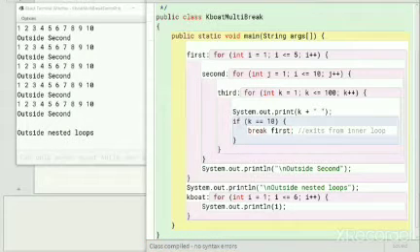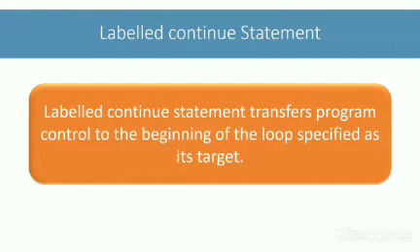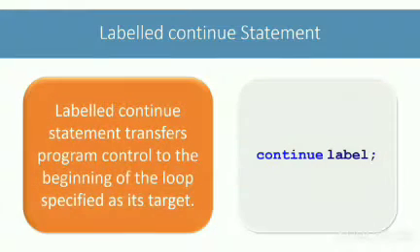So that completes our discussion of the break statement. Next we will look at the continue statement. Like the labeled break statement, the continue statement also provides a labeled form. In case of a deeply nested set of loops, we can use a label with the continue statement to specify which of the enclosing loops to continue. Its general syntax is: the keyword continue, followed by the target label, followed by a semicolon.